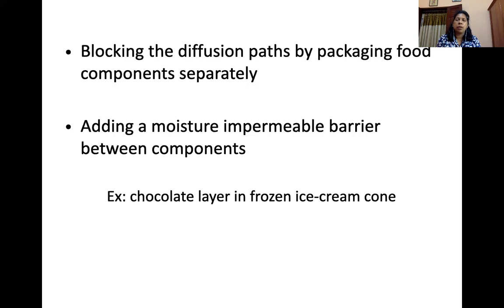So, for example, the chocolate layer in a frozen ice cream cone. Right. Now, in this case, sometimes we are using artificial synthetic packaging material, but later on under packaging, when the FST students will be learning this, there is an edible one that we can consume. The chocolate layer is the first packaging material of the frozen ice cream cone.